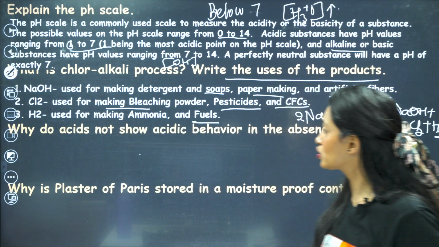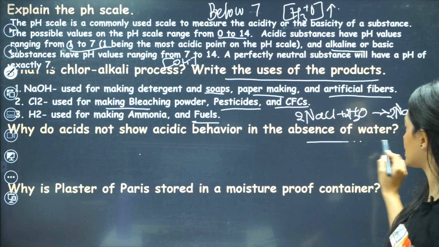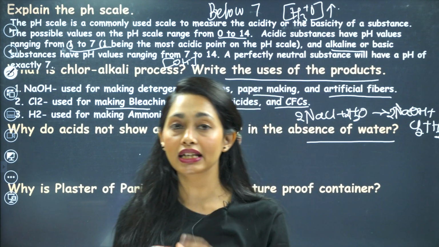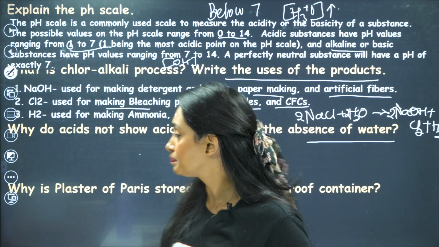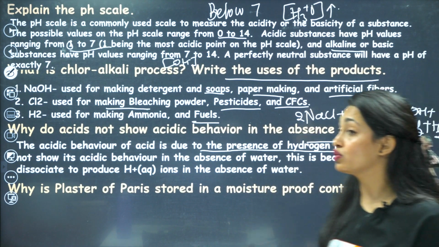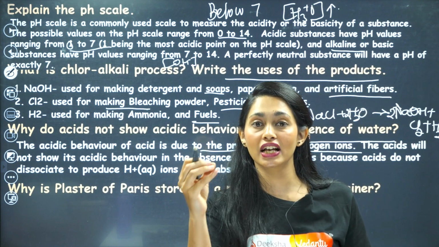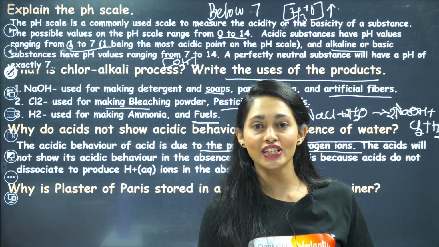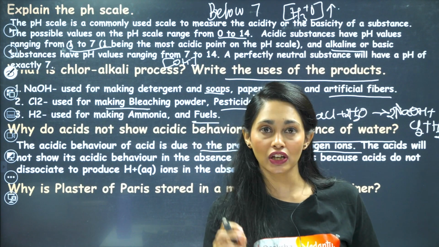Next, why do acids not show acidic behavior in the absence of water? We have discussed this in Arrhenius acids and bases. The acidic behavior of acid is due to the presence of hydrogen ions. H plus ions are responsible for the acidic nature of acids. OH minus ions are responsible for the basic nature of bases.